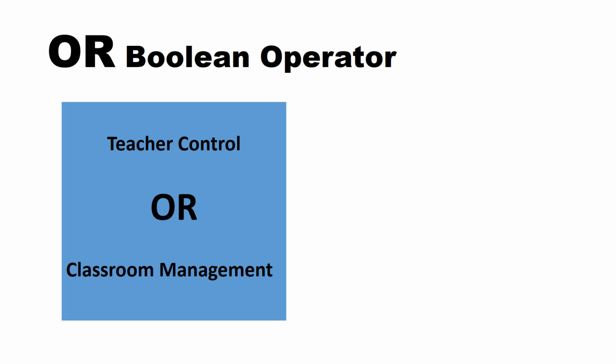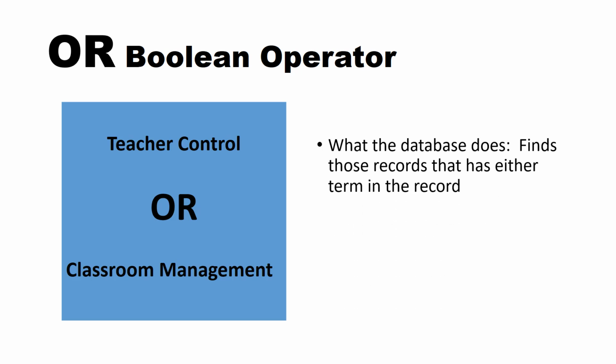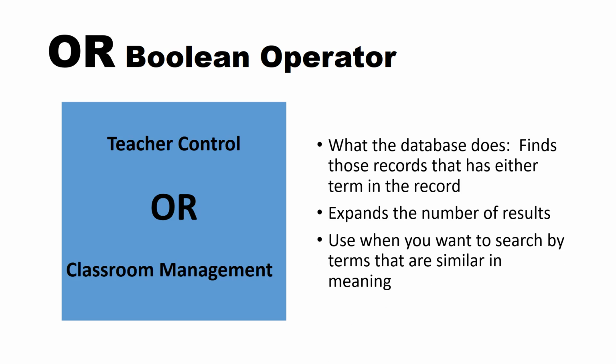The second boolean operator is or. So now we have the example here: teacher control or classroom management. What the database does is find those records that have either the first term in the record or the second term. And so what that does is expand the number of results. And then you want to use or when you want to search by terms that are similar in meaning. So in the example here, you may notice that we have teacher control or classroom management, which are terms that are similar in meaning.